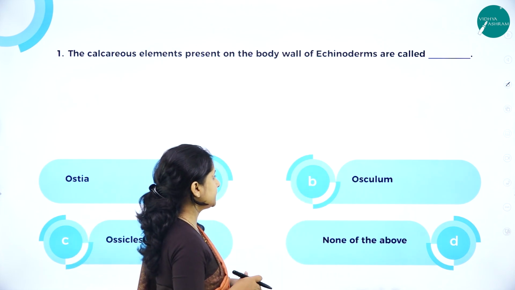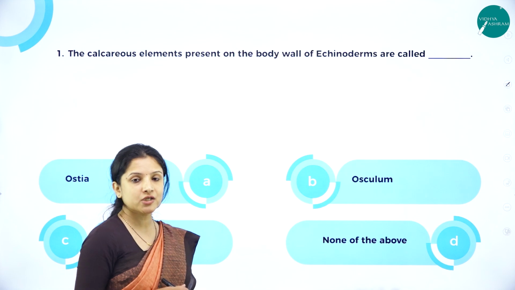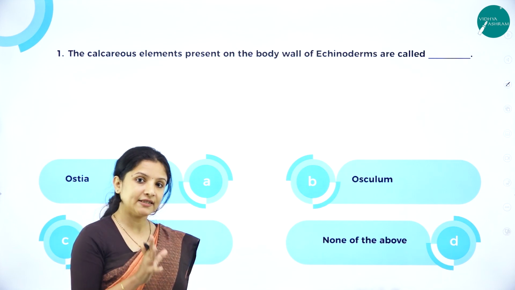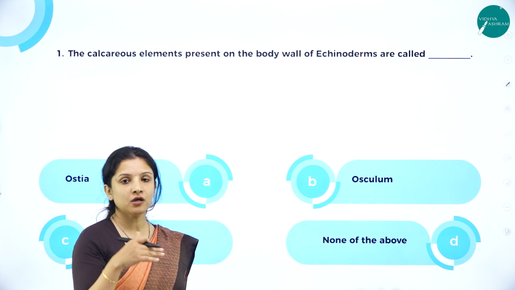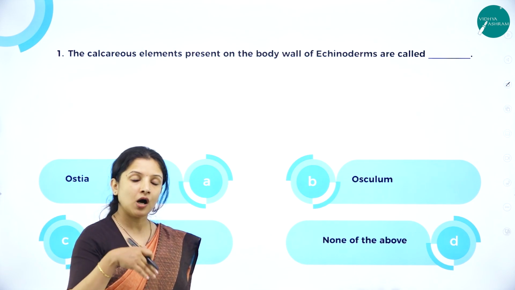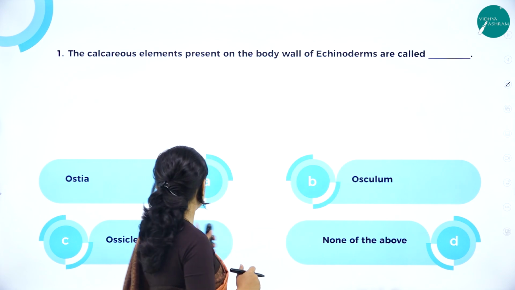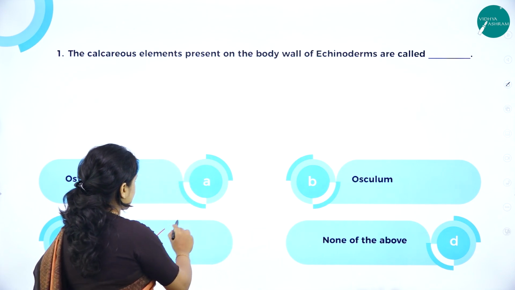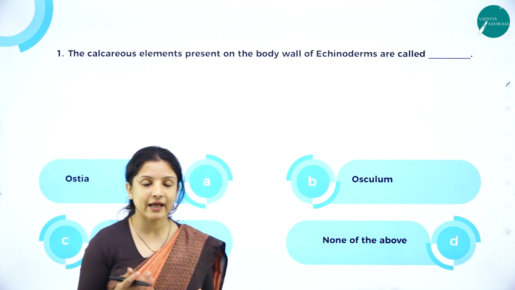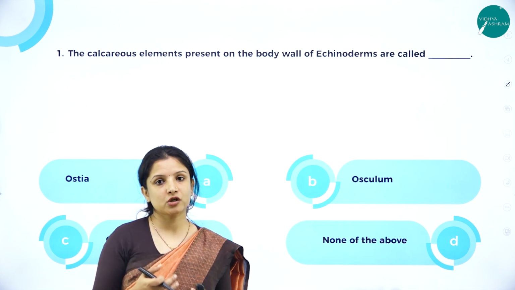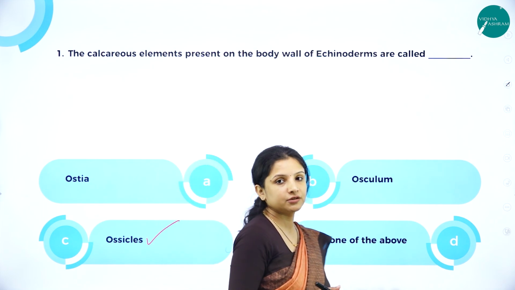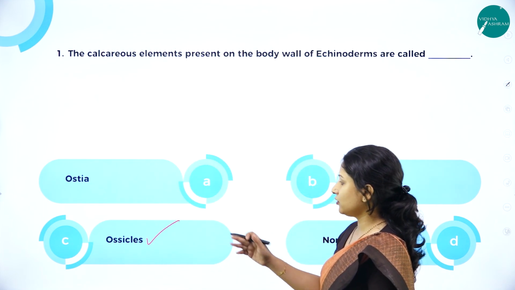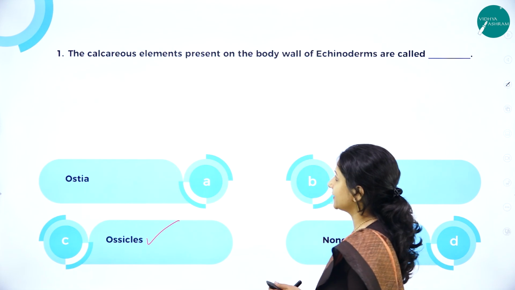Is it osculum? No, osculum is actually the opening that is present again in sponges only, porifera members, for the elimination of the water or movement of water outside the body. And is it ossicles? Yes, ossicles is the right answer. So they are hard calcareous spines which are called as ossicles, which are present in echinoderms. And none of the above is not the right answer, because here option C is the right answer.